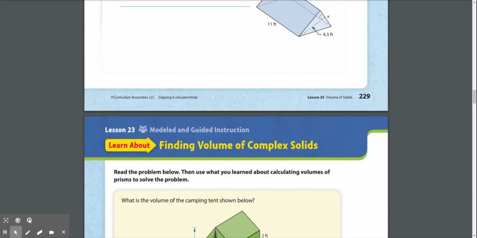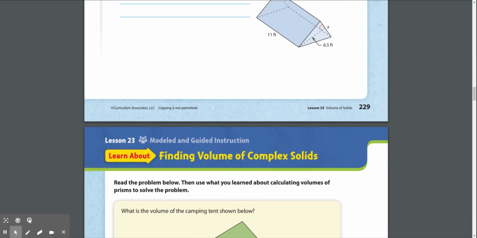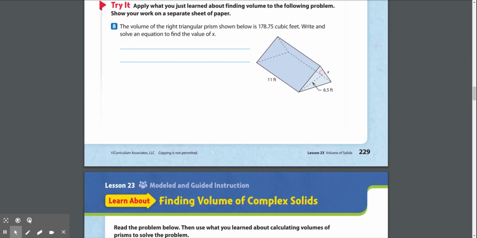The volume of the right triangular prism shown is 178.5 cubic feet. Write and solve an equation to find the value of x. Now, I'm going to let you all solve this, and I will check back with you later on in the week to see how well the understanding is. I think I put this as a question on Google Classroom.